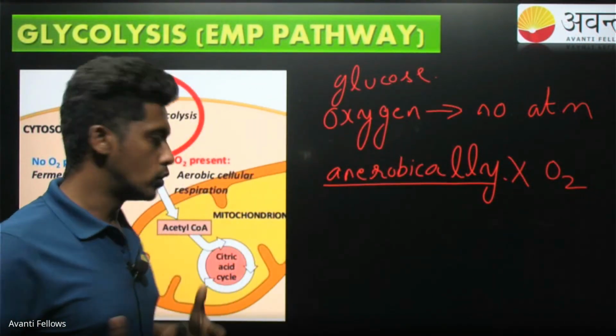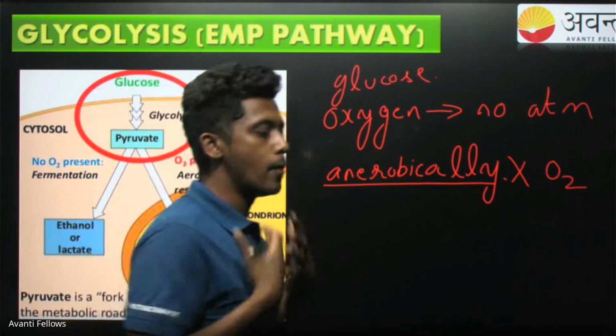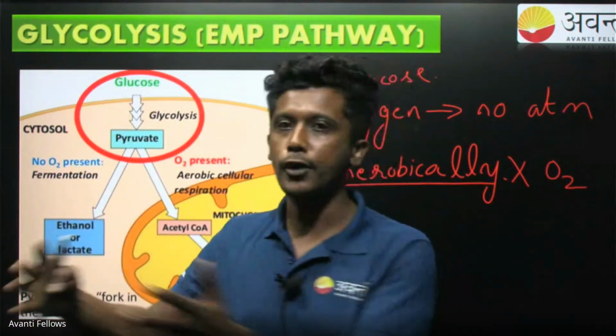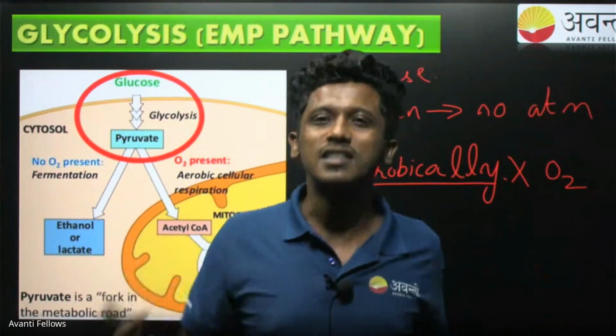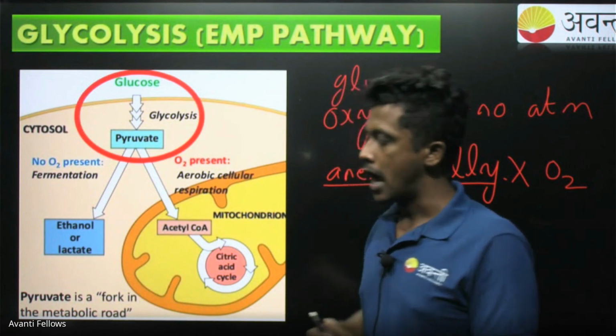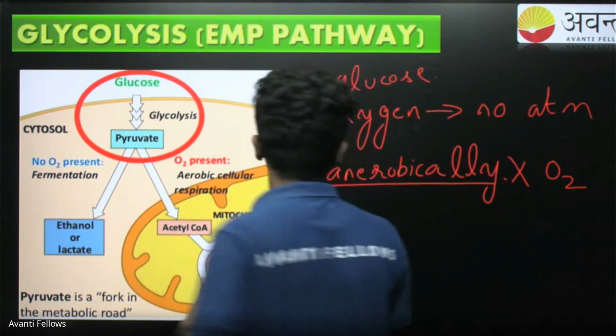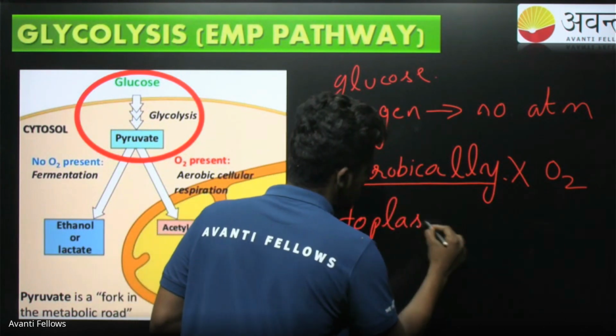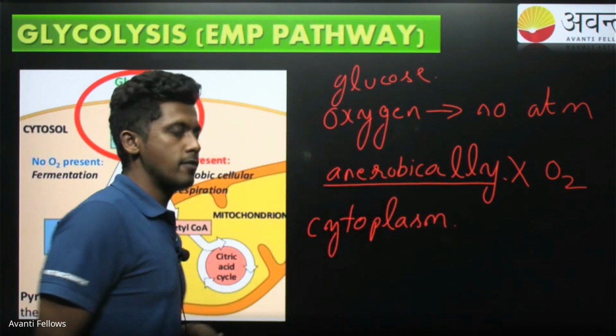So whenever a process happens without the help of oxygen, it is called an anaerobic process, or anaerobic biochemical reaction, or non-oxygenic process. So for this process, we don't need oxygen. And this process happens in the cytoplasm. Okay. And this process happens in the cytoplasm of all organisms.